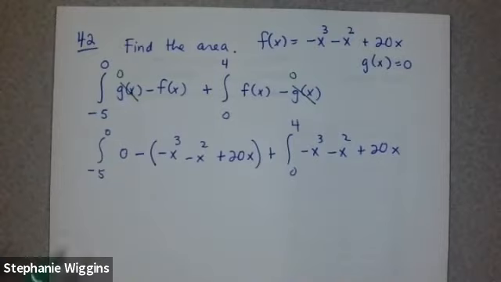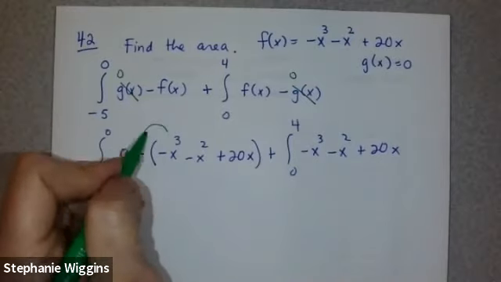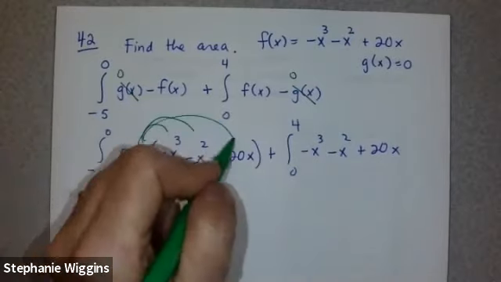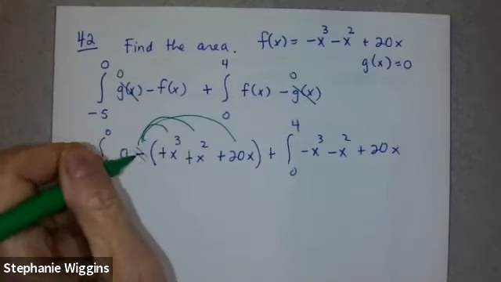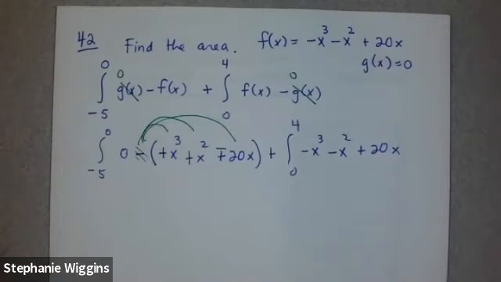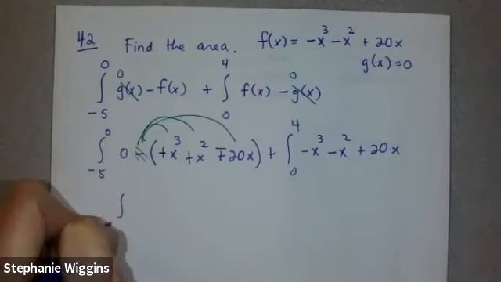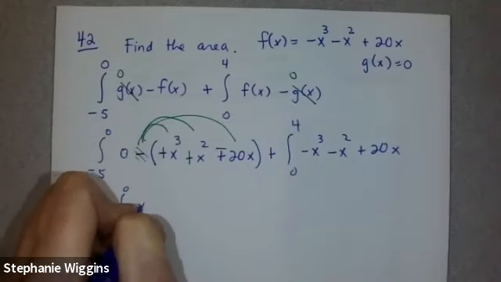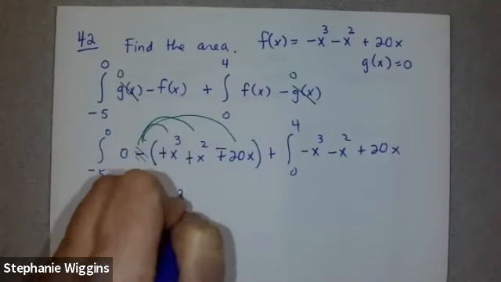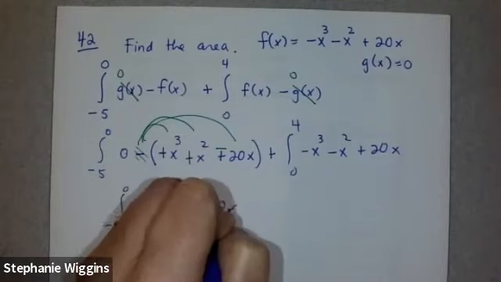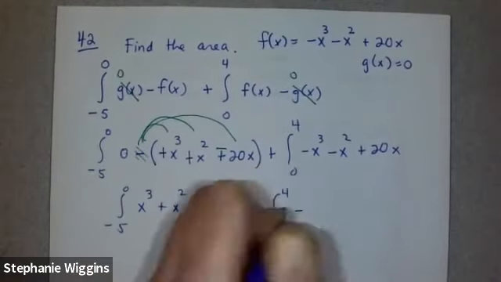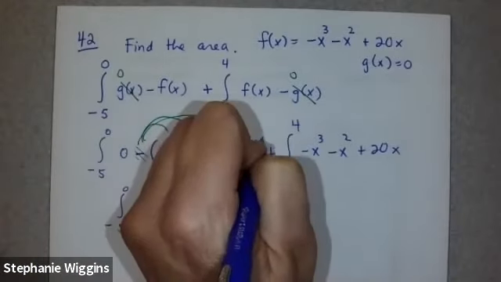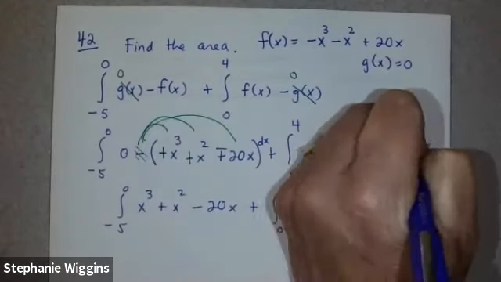And then you want to distribute this negative. So you distribute it here, here, and here. And so this is going to be positive, positive, and negative like that. So you're going to get the integral from -5 to 0 of x cubed plus x squared minus 20x plus the integral from 0 to 4 of, and I forgot my dx. You always got to put your dx there.